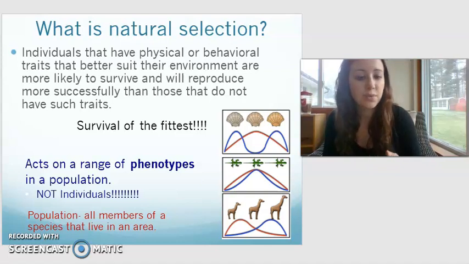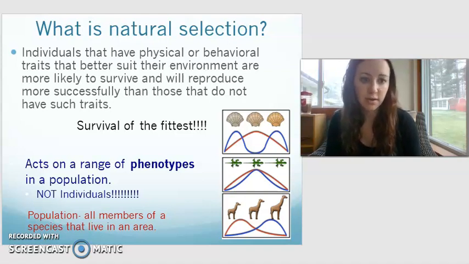And it acts on a range of phenotypes. Think of a phenotype as like a trait. You have your DNA code blueprint, which is your genotype. A phenotype is the physical manifestation of your genotype. So like my phenotype for hair color would be brown. My phenotype for hair style would be wavy, whereas someone else could have blonde straight hair. So phenotypes are physical manifestations of your genotype.